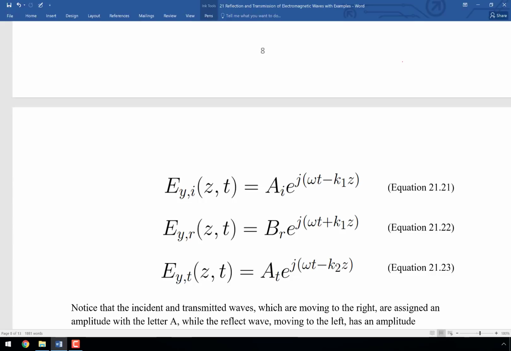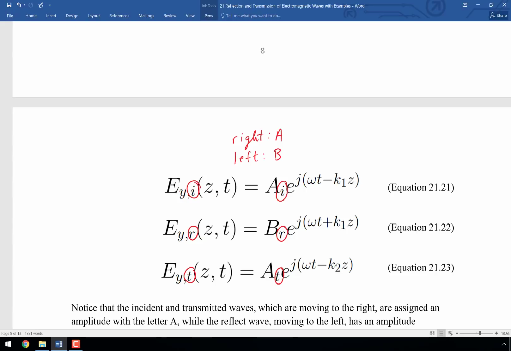So we're going to start out by having mathematical representations of these three vectors. There's the incident vector, there's the reflected vector, and there's the transmitted vector. Each one of them is in the y direction, and each one of them is varying with z. So it's polarized in the y direction, but it's moving in the z direction. Now notice that I have the subscripts a sub i, b sub r, and a sub t. So those subscripts match. Anything that is moving to the right is going to get a capital A, and anything that's moving to the left is going to get a capital B.